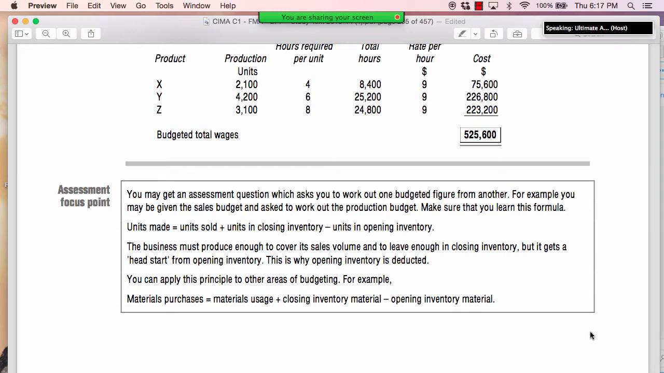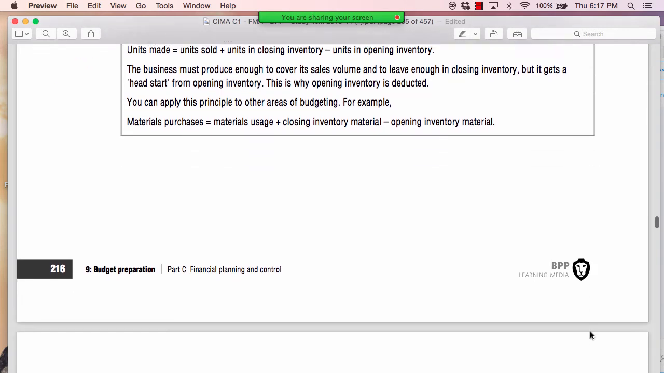The business must produce enough to cover its sales volume and leave enough for closing inventory. So they will ask you the question, okay, I have sales of 2000, plus I need a closing inventory of another 10% of the units. That means 2000 units plus 10%, 2200 units. So you need to cater for 2200 units of production, right? That's what you have to do. Okay, that's clear?